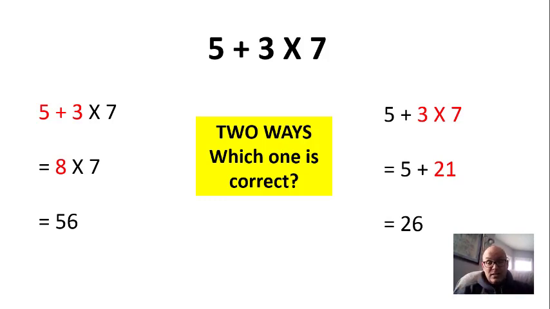But on the right-hand side of the screen, you've got 5 plus 3 times 7. They do 3 times 7 first. They do the multiplication first. 3 times 7 is 21, see?